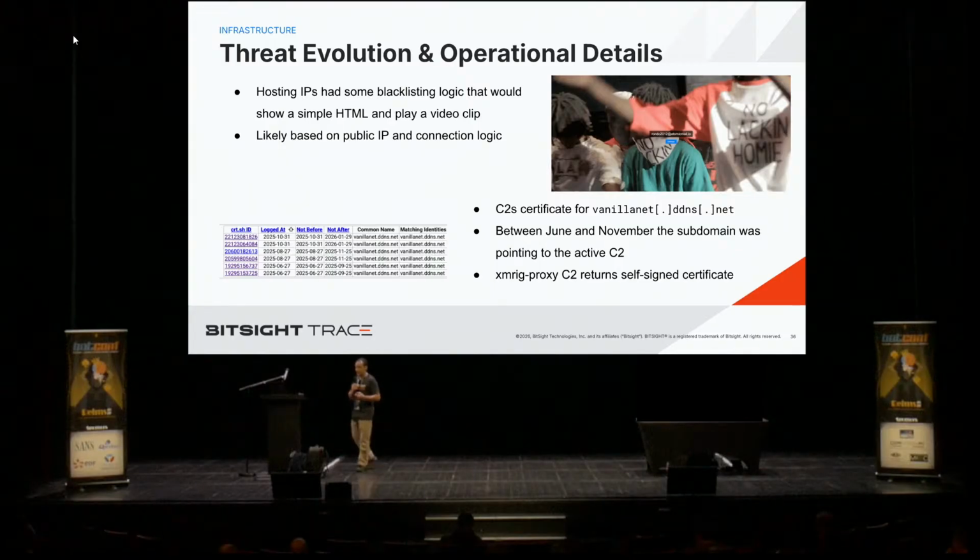And the C2 side of things was also interesting, because at some point they had a C2 certificate that was actually signed by Let's Encrypt for the vanilla net DDNS.net subdomain. This was between June and November, when that subdomain was pointing to the active C2. The XMRig proxy C2 also returns a self-signed certificate, but we didn't find anything interesting there. We likely believe that they might have had the admin infrastructure, the admin interface, maybe behind that subdomain, but we didn't find anything, so we're not sure about that.